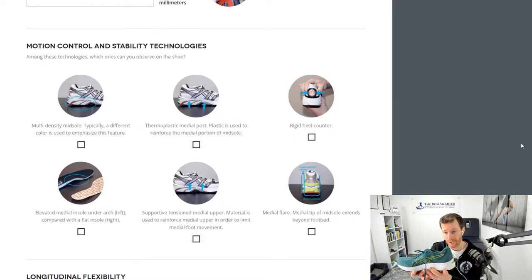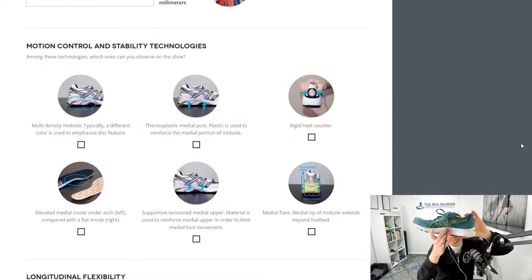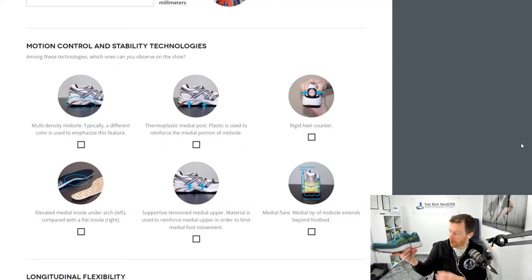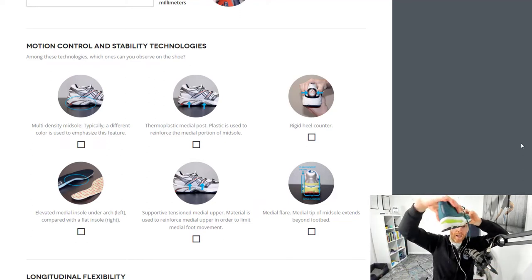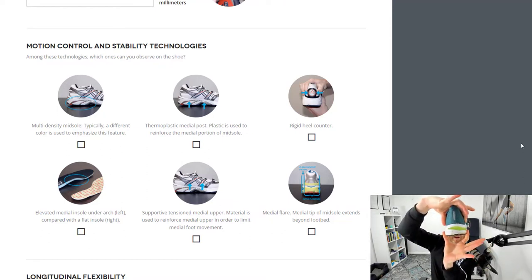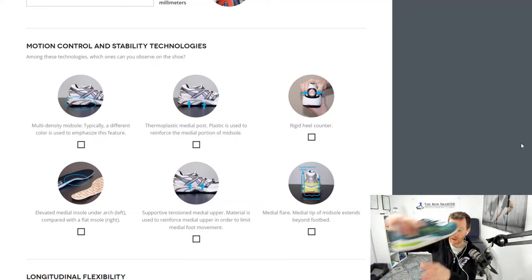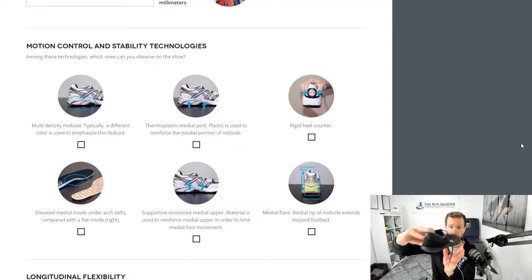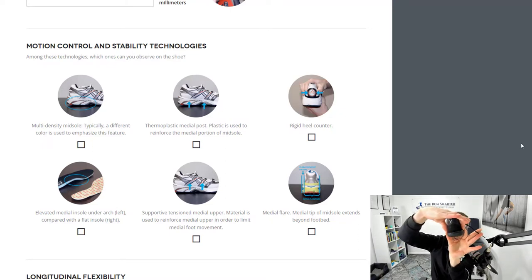Looking at the outside of the shoe, where there is a bit more of a tensioned medial upper, so if there is material that sort of reinforces that particular stability. And lastly, we're looking at the medial flare. So looking at the width of the heel housed in the shoe and looking at the width of the actual base of the shoe and seeing if there's much difference or if it's particularly the same type of width from what's housed inside the shoe and the outer.